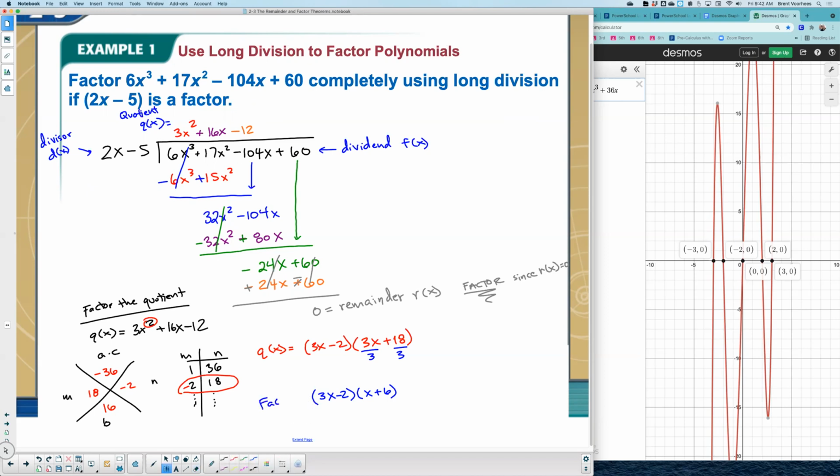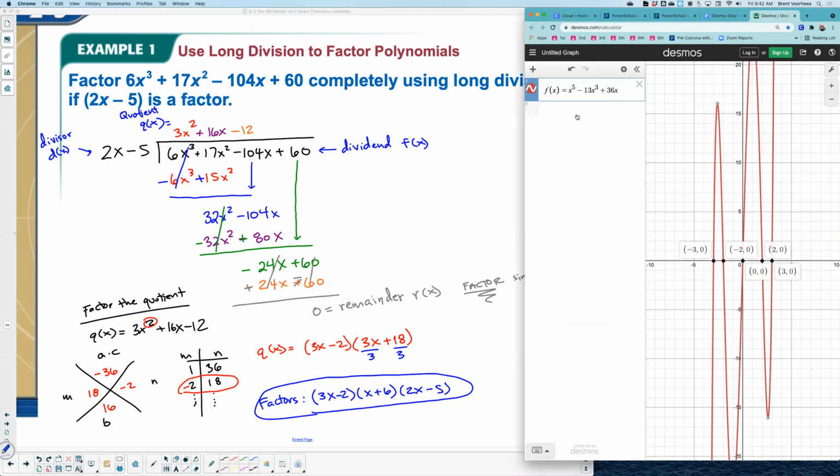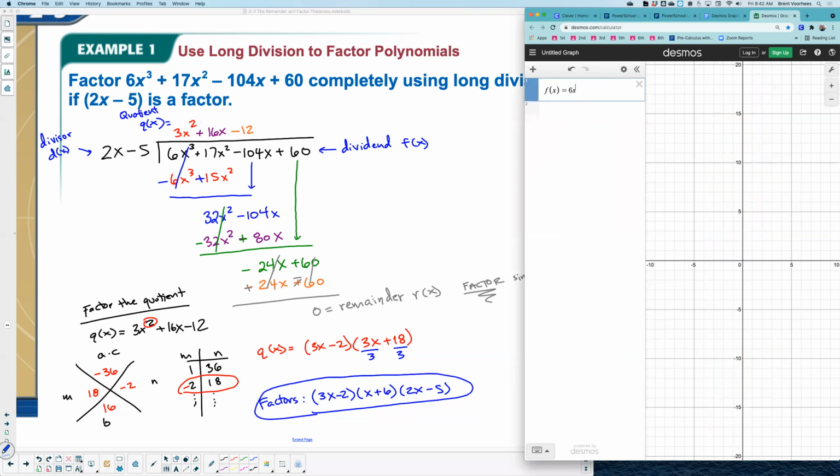If I'm going to write out all the factors, I'll say it this way. We have these two factors, and we also were given that 2x minus 5 was a factor. So 2x minus 5. That would be all the factors for this problem. And I could prove it to you by graphing. Check this out. If I graph the original, there's a cheat in here if you're paying attention.